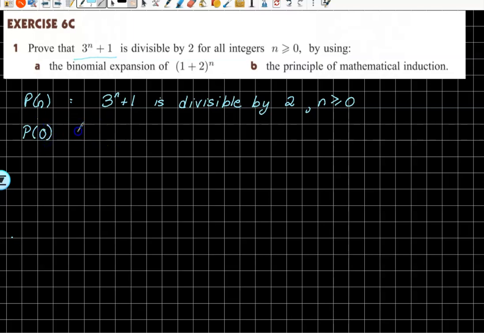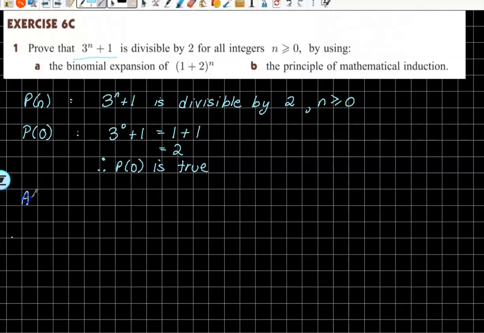So we'll go, that means we've got 3 to the 0 plus 1. That's 1 plus 1, which is 2. Therefore, P of 0 is true. Do you understand now why you have to write that P of 0 is true? Because it's in our final statement. If you didn't write it, then it doesn't sort of flow.